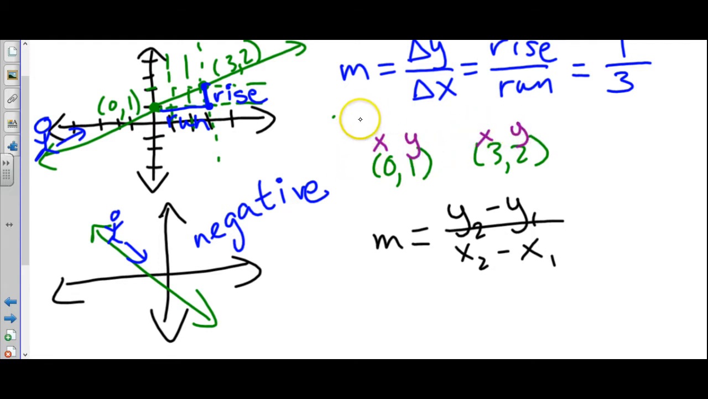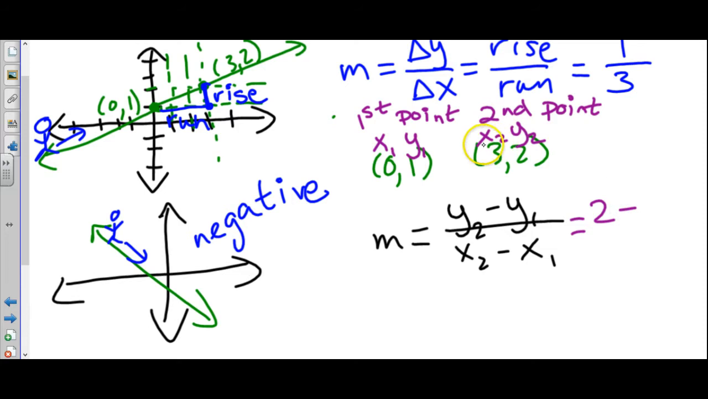Now this point is our first point, so we call this x1, y1 just to differentiate. Those came from the first point. Our other point is the second point, so we call it x2, y2 to differentiate and say, oh, that's from the second point. So once we've identified, we just need to subtract. So y2 is 2 minus y1, which is 1, over x2, which is 3, minus x1, which is 0. So we do our subtraction on top first.